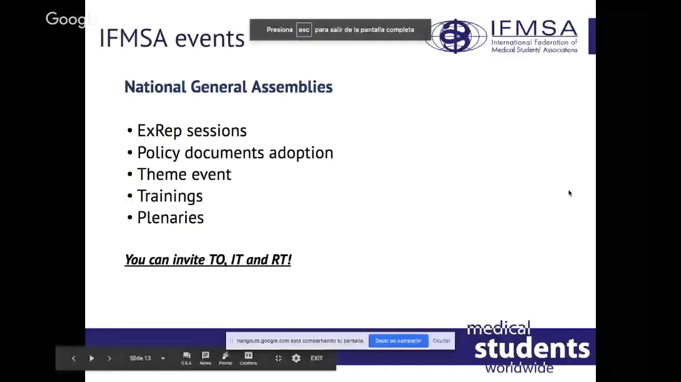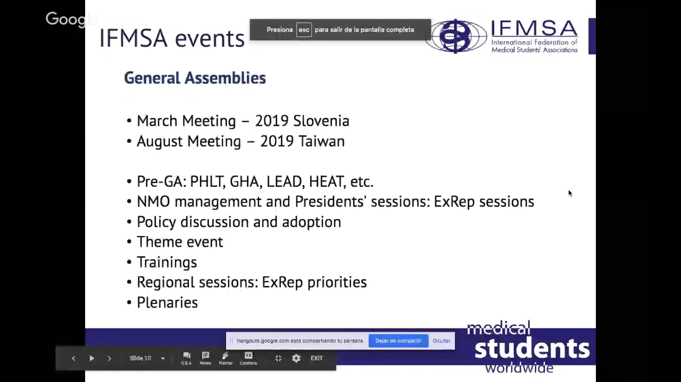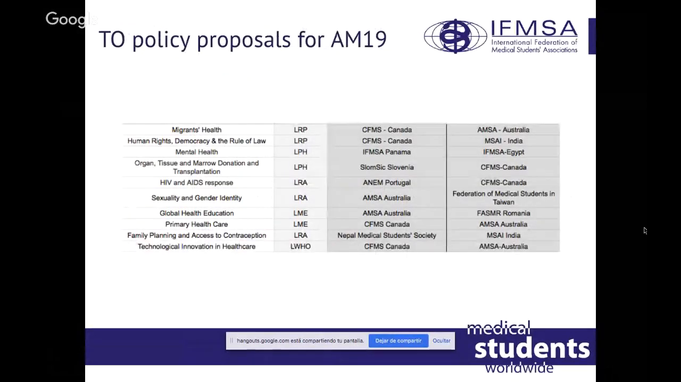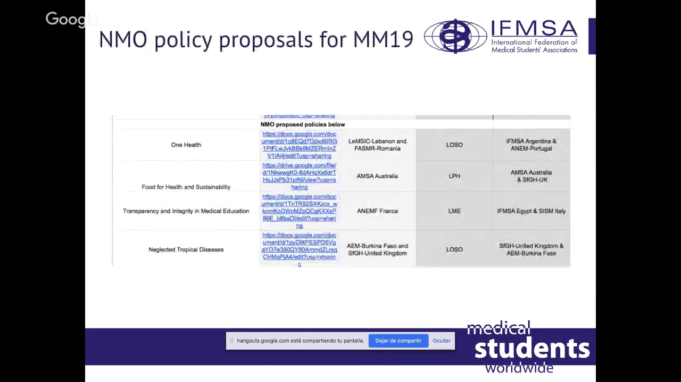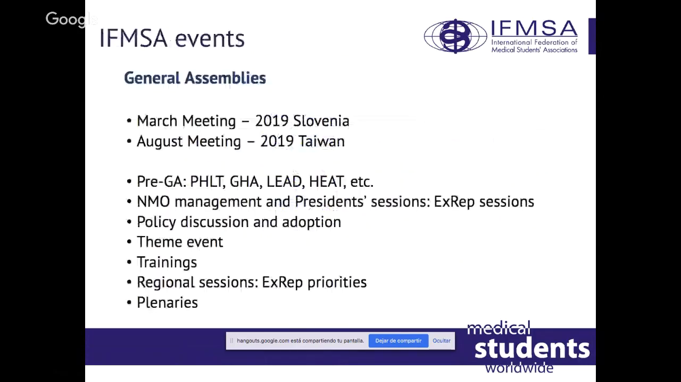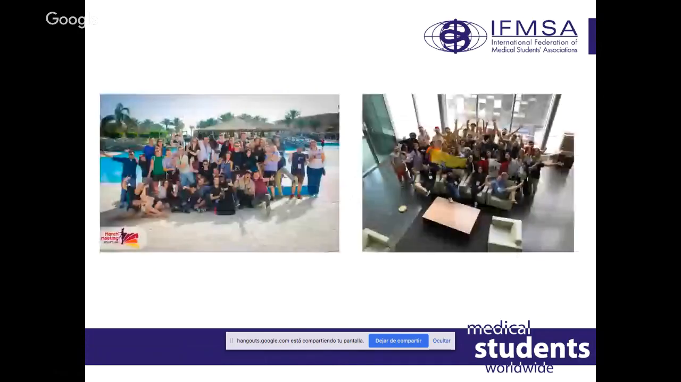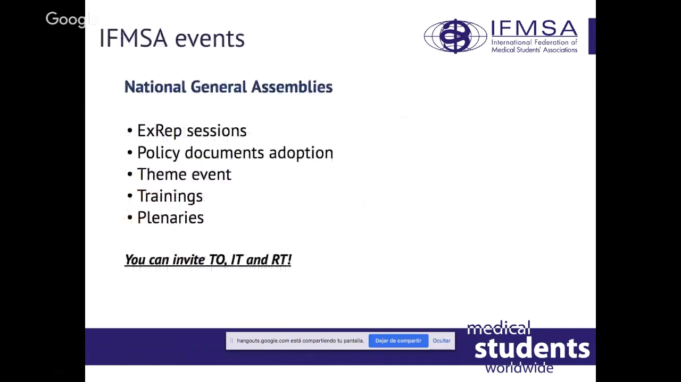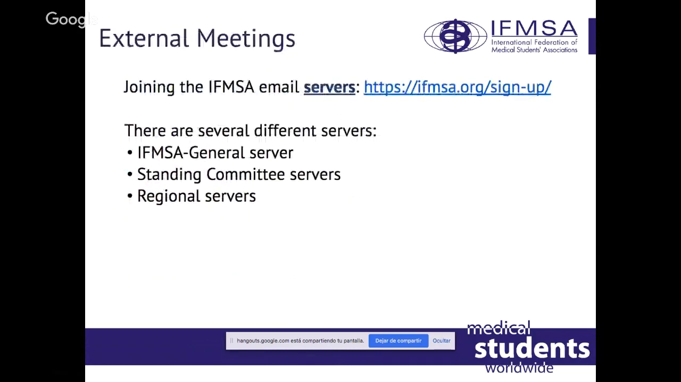I will show you again the list of the proposals. You can look at them here. Here are the NMO policy proposals, and here I talk about the General Assemblies, the pictures, the Americas Regional Meeting, and the National General Assembly. So we are here. And in the external meetings, you can use the policy documents.